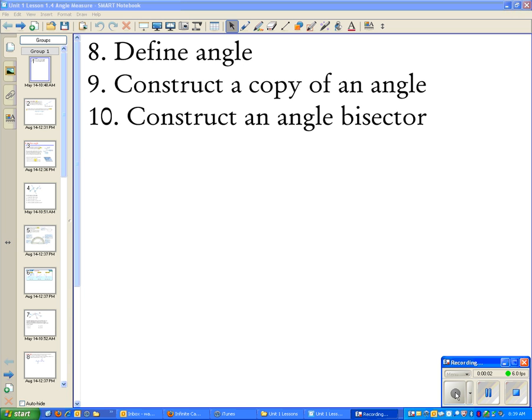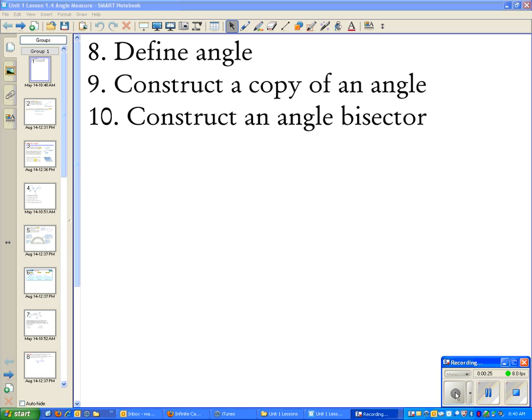Page 36. This is where we start with angle measure. So you see here we have three learning targets. We're going to define angle, we're going to construct a copy of an angle, and we're going to construct an angle bisector. Okay?